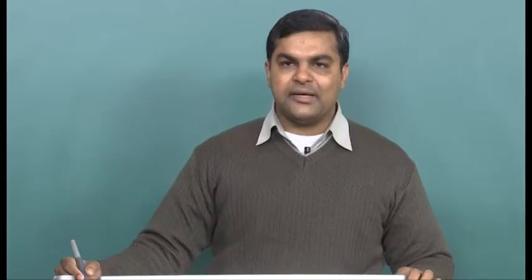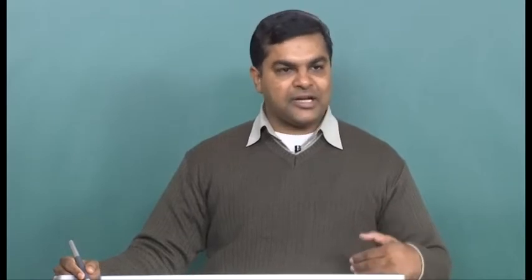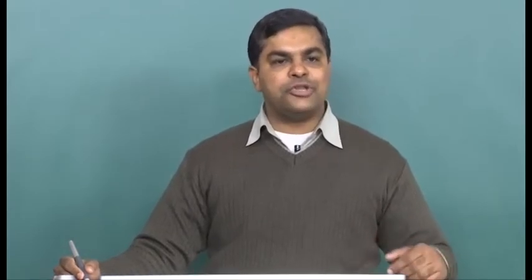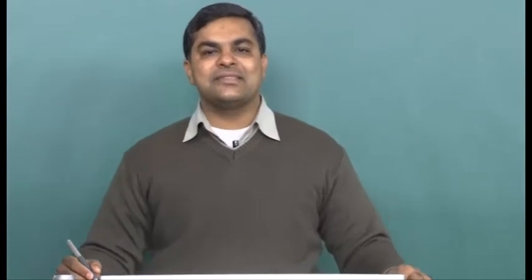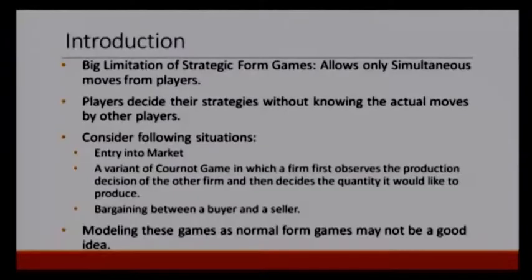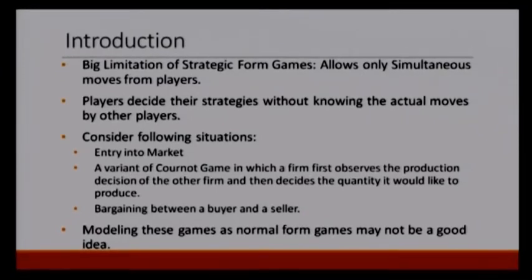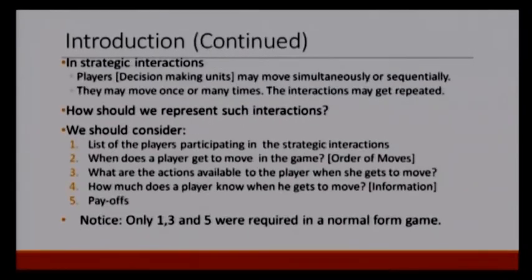Similarly, in bargaining between a buyer and seller, the buyer observes the price offered by the seller, then the buyer makes a counter offer, and so on. So, they both are aware of the actions taken by the other players. This game can still be modeled as a normal form game, but we will see that it may have some problems. So, we should figure out a different way of representing them.